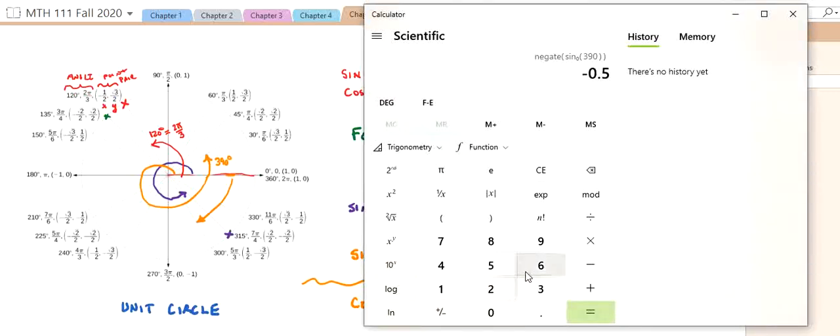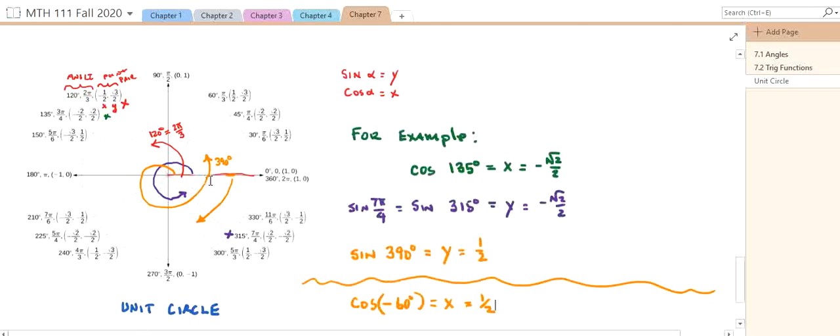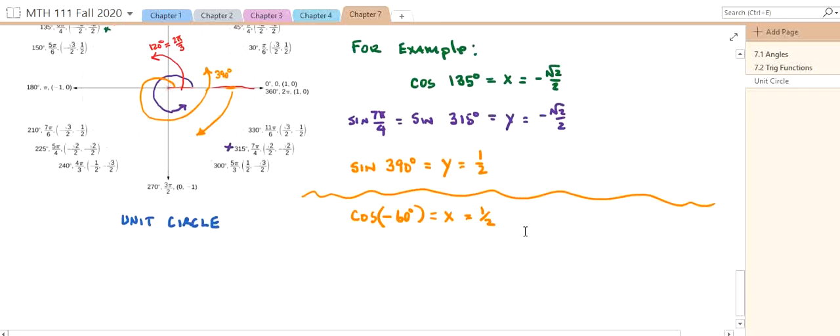Let's clear this last one. Minus 60, cosine equals 1/2. So you can go in either direction. So sometimes it's easier, instead of going around almost to the 360 mark again, to come in the other direction and just take the opposite of what you want to do. So instead of cosine of 300 degrees, you could do the cosine of minus 60 degrees.